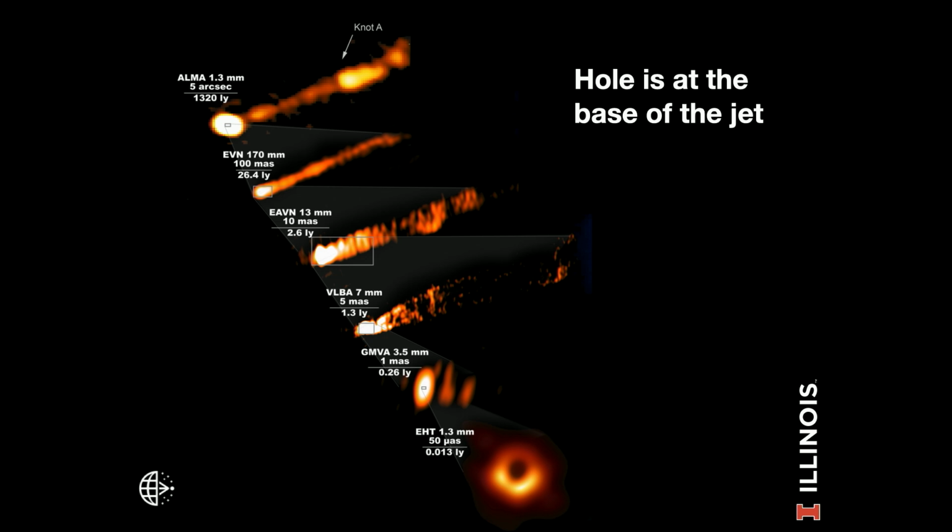This is the GMVA image. So this is a 3.5 millimeter image, 86 gigahertz. And you can see there's a core there and there's something near it. And then this is the EHT image, which is higher frequency, 230 gigahertz, and therefore higher resolution.